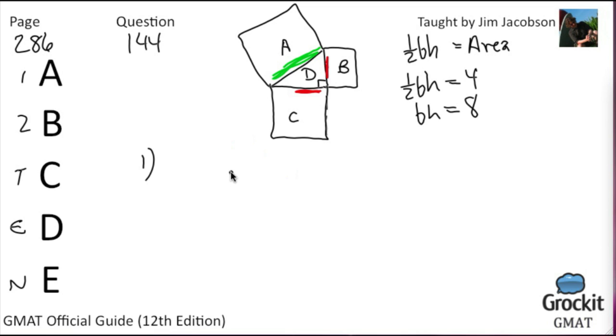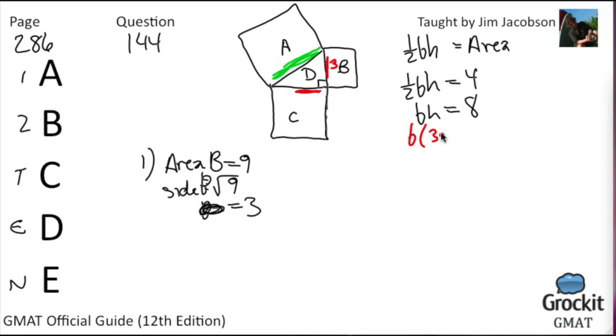Statement 1 tells us the area of square region B is 9. It does tell us that it's a square, so that means that the side length of B is the square root of 9. I probably shouldn't have used B because that looks like the base of the triangle. The side of capital B equals 3, but that is also the height of the triangle. So now we have the base times the height, which is 3, equals 8. Therefore, the base equals 8/3.